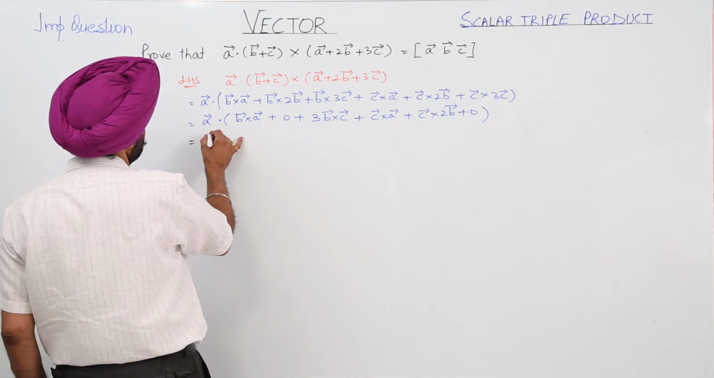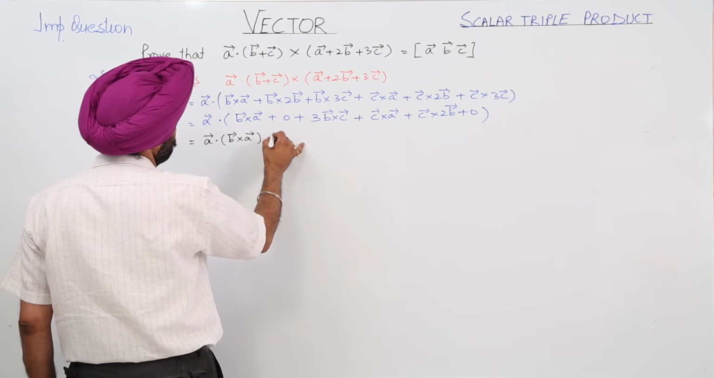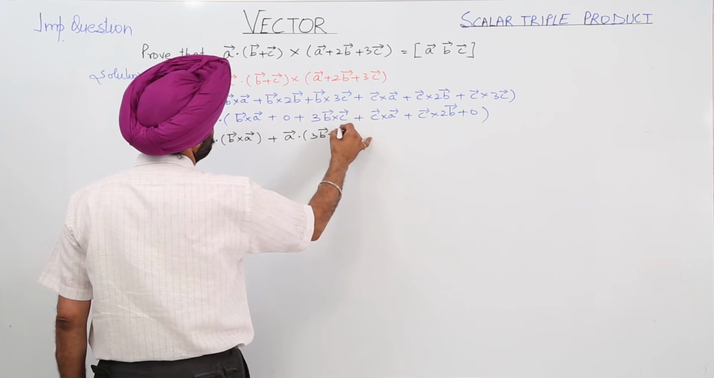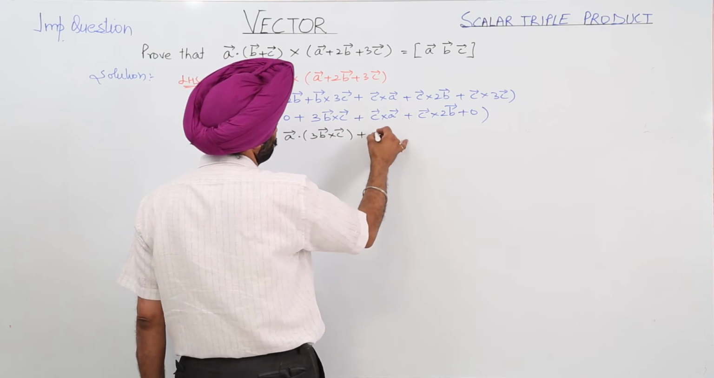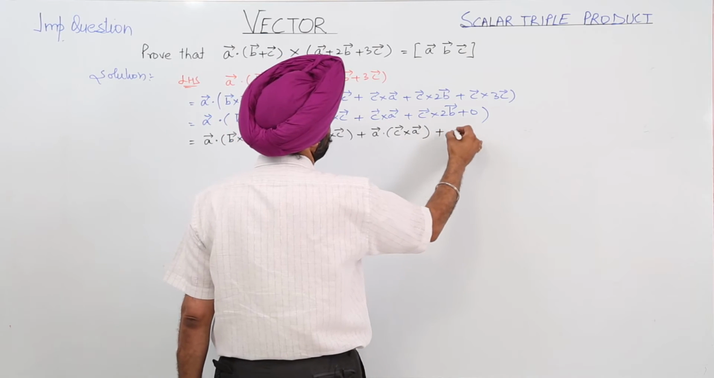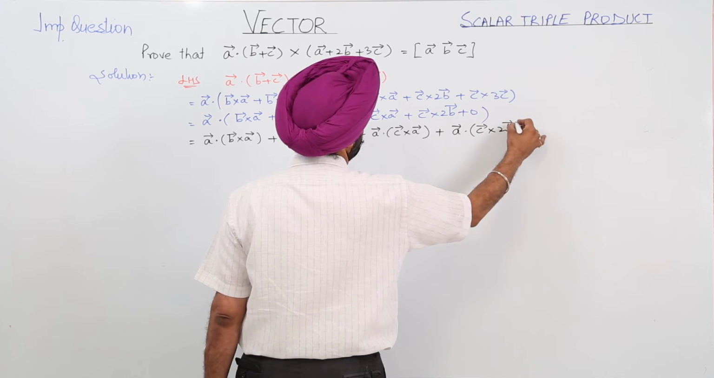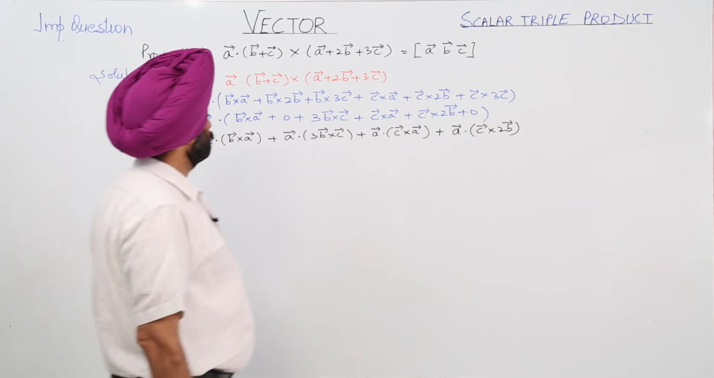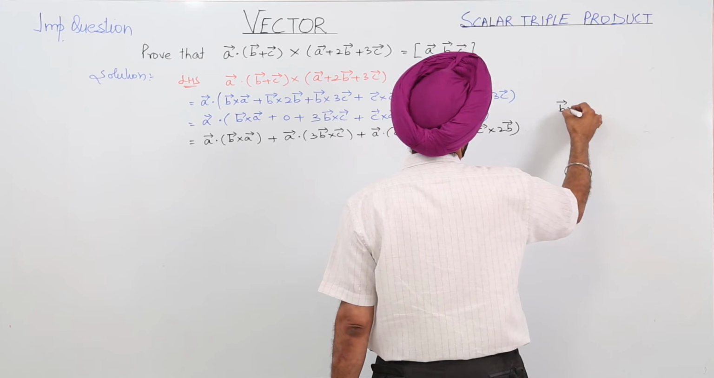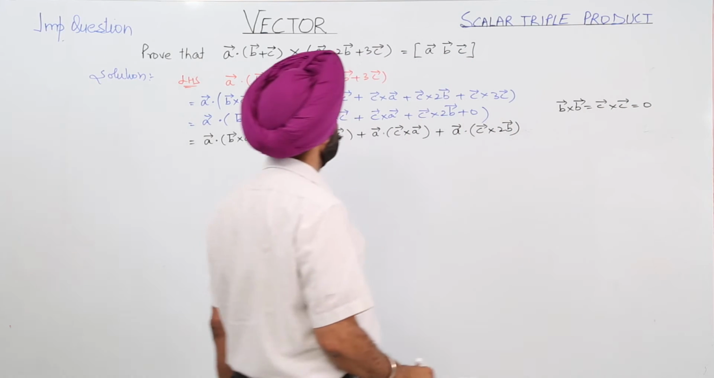Now, we can write this as vector A with dot product of vector B cross vector A plus vector A dot vector B cross vector C, vector A dot vector C cross vector A plus vector A dot vector C cross 2 vector B. Now, we are having vector B cross vector B equal to vector C cross vector C is equal to 0.